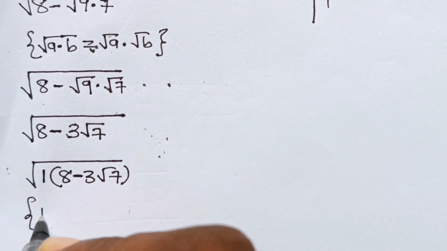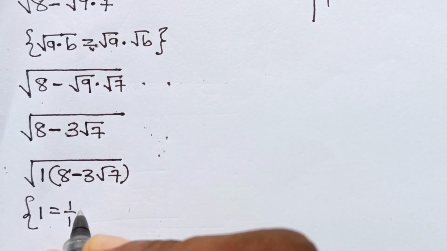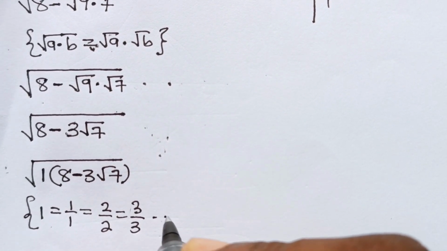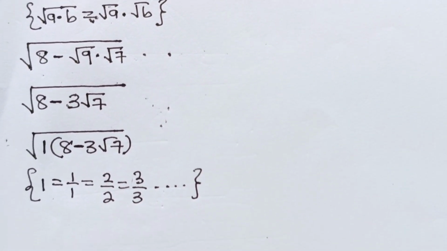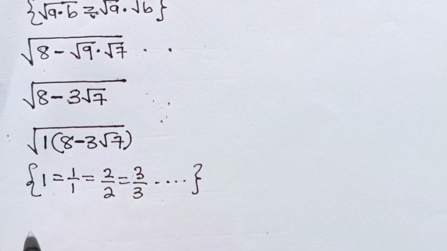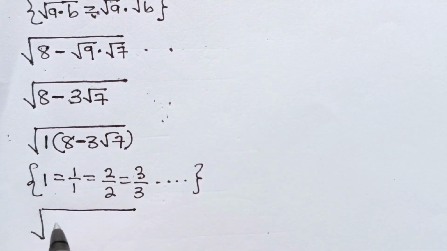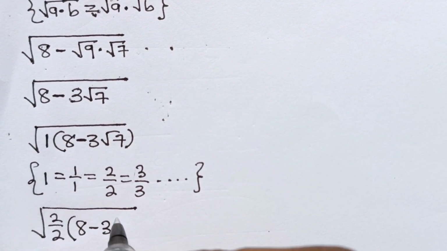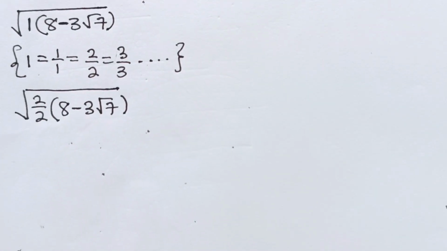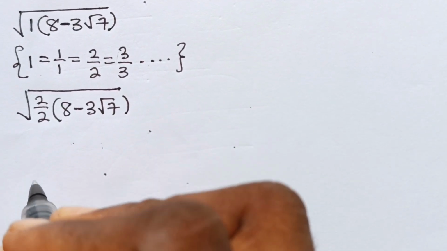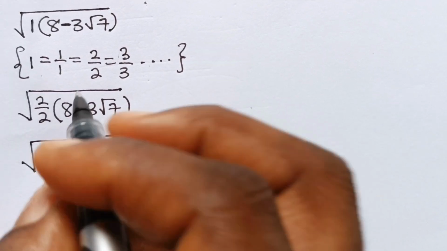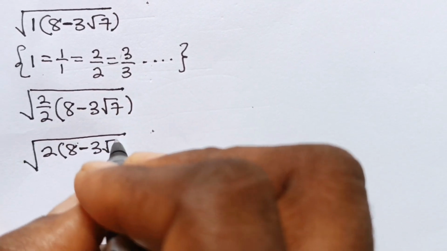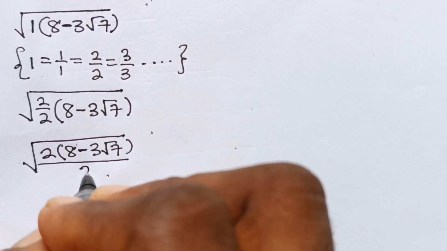Okay, so note that 1 is equal to 1 over 1, which is equal to 2 over 2, which is equal to 3 over 3, and so on and so forth, okay? Therefore, we can write this as the square root of 2 over 2 multiplied by 8 minus 3 root 7. That means that we can write this as the square root of 2 multiplied by 8 minus 3 root 7 divided by 2.